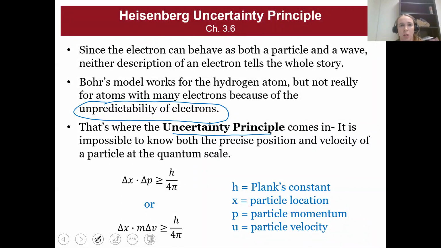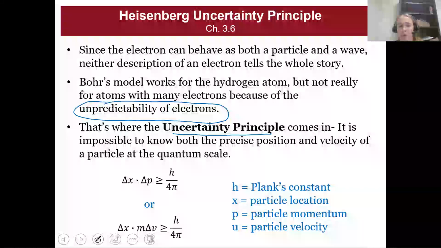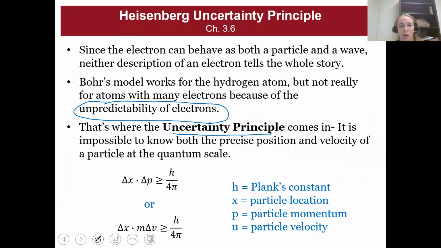Heisenberg's uncertainty principle tells us that it is impossible to know both the precise position and velocity of a particle at the quantum scale. You can know one precisely, but you can't know the other one. You can't know them both precisely. That's because the electron is acting as a particle and a wave at the same time.